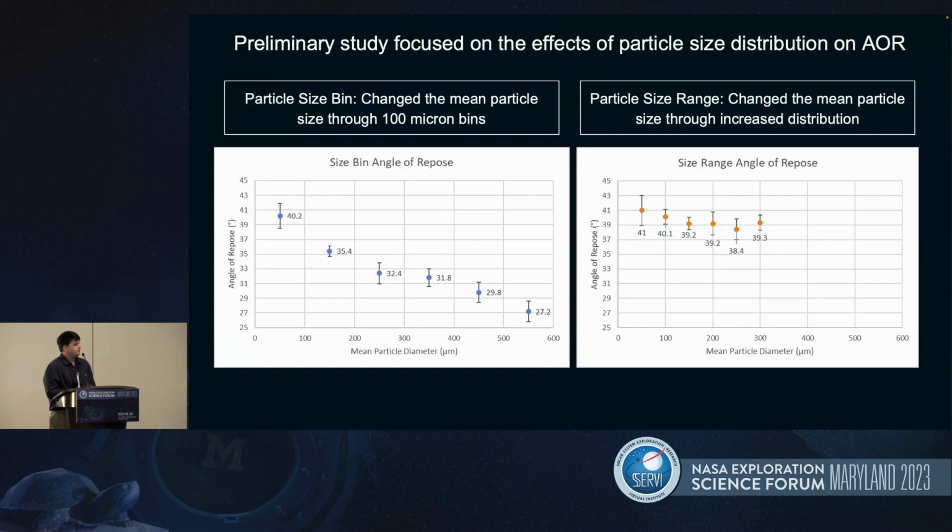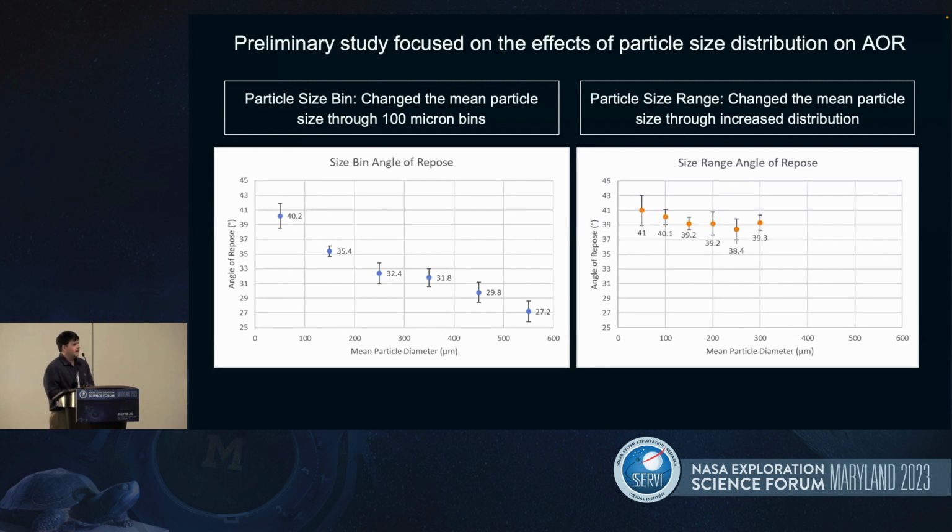So with the size bins, the larger particle size that we saw, when we were getting up to 500 to 600, there was a significant decrease in the angle of repose. So that was getting down from 40 degrees at 0 to 100 to 27 degrees from 500 to 600. That's a very clear trend downwards.